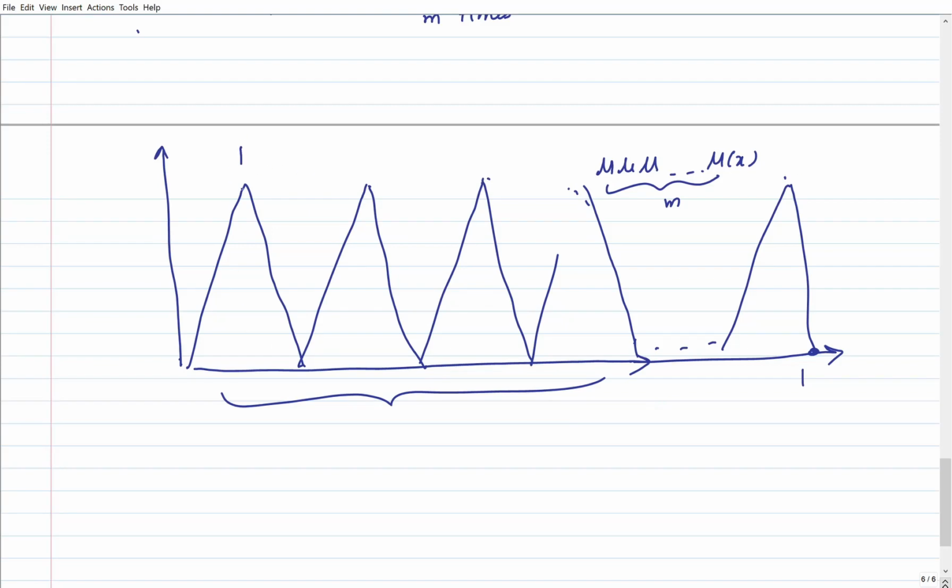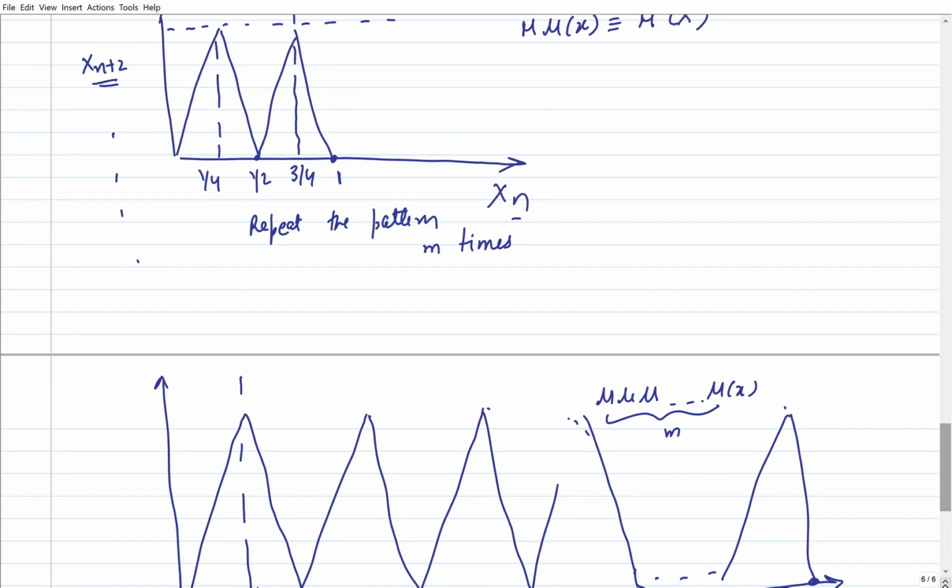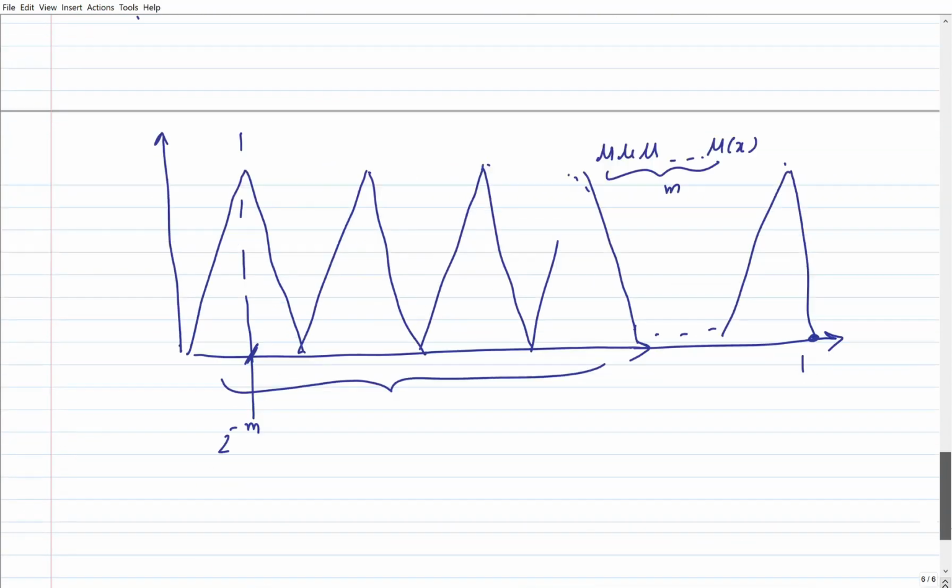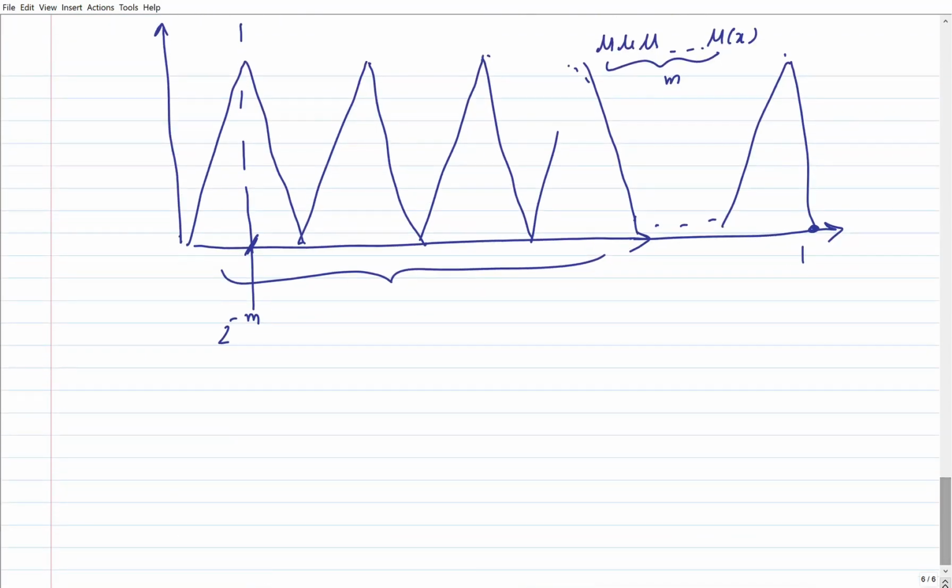and the first maxima would occur at 2 to the power of minus m, the way it was occurring at 1 by 4, 2 to the power of minus m. So this is essentially what's happening to a map that takes xn forward by m time steps. And of course this is 1 because the map always remains bounded.